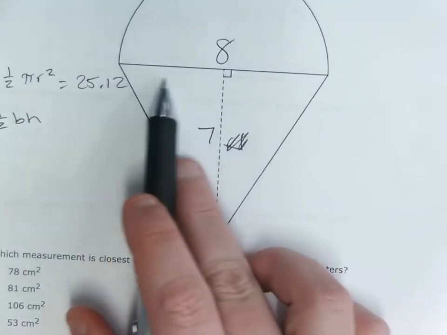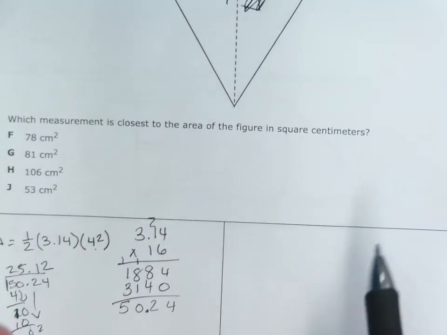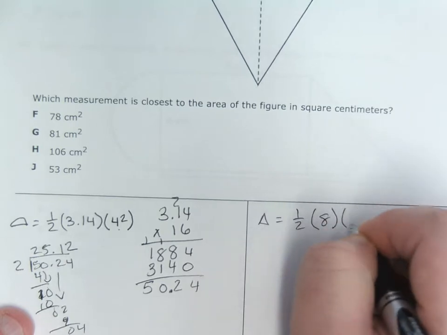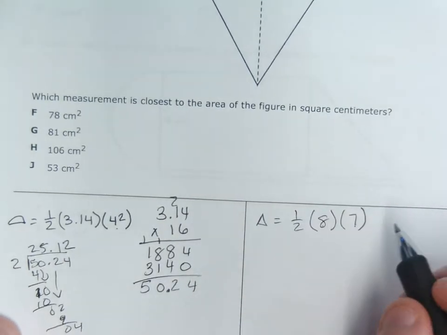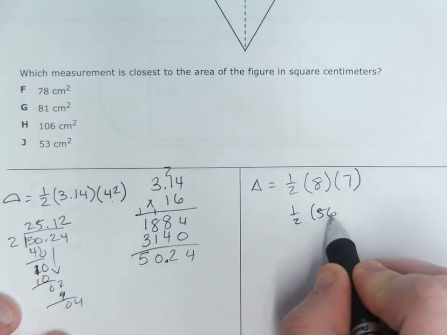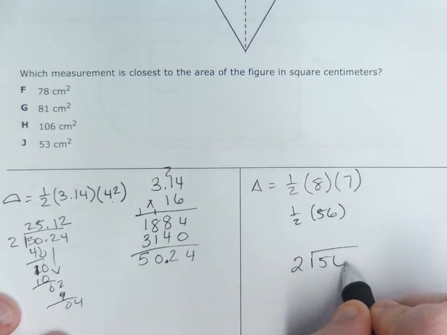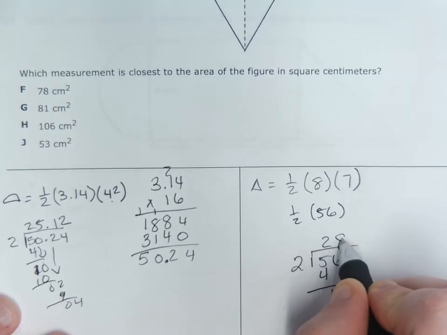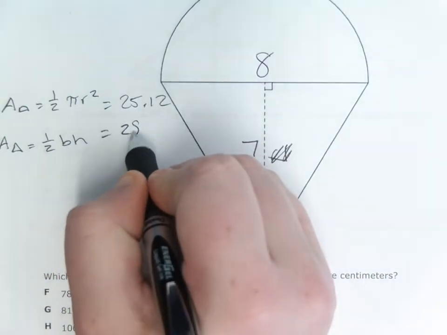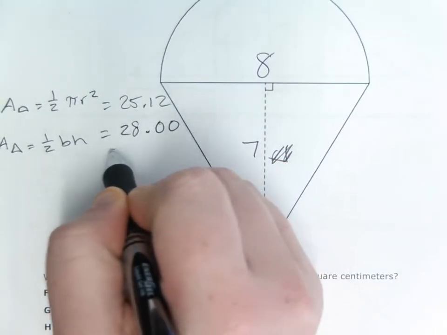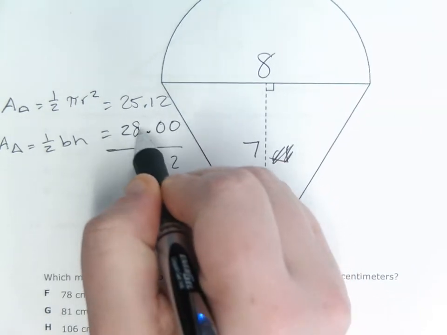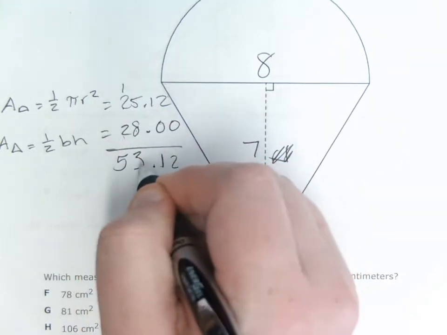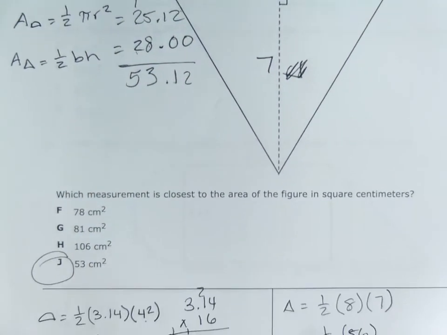So my base is 8, that's the bottom of the triangle, and the height is how tall it is, that's 7. Okay, so my triangle, 1/2, 8 times 7. 8 times 7 is 56, so half of 56. So that would mean 2 goes into 56, 2 goes into 5 twice. 2 goes into 16 8 times. So that would make this 28. So I'm going to put 28.00, and I'm going to add 8 plus 5 is 13. 2 plus 2 plus 1 is 5. So it'd be 53. So it's 53 centimeters squared.